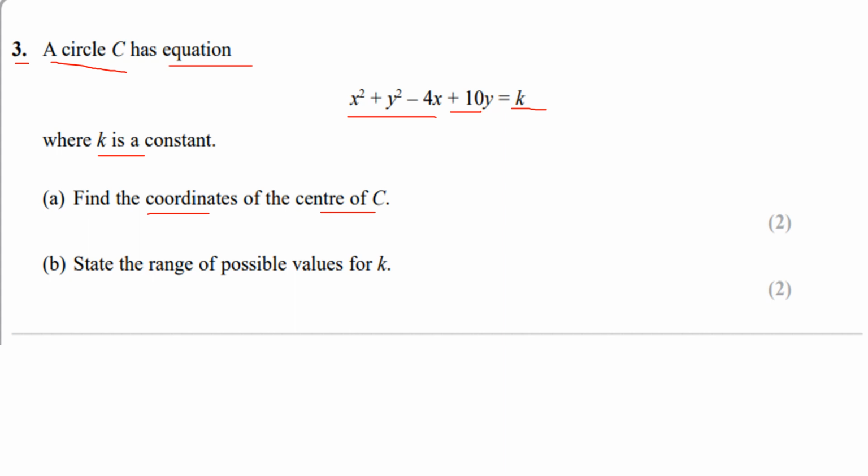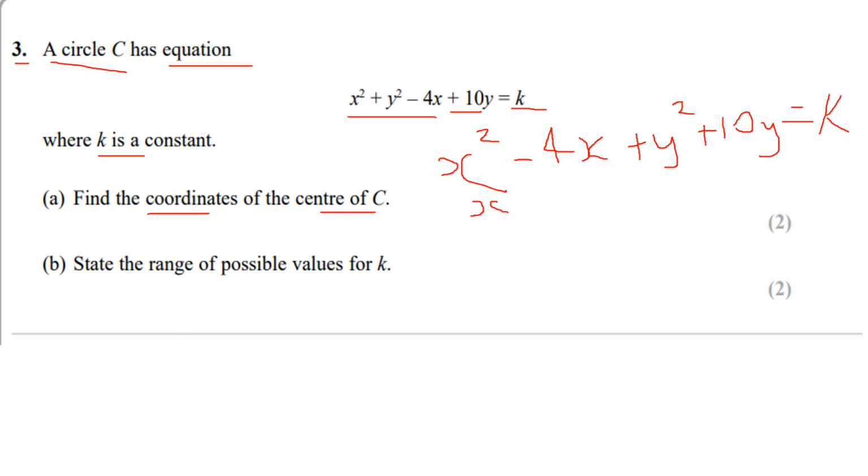So I'm going to complete the square here, so I'm going to rewrite it in the form x squared minus 4x plus y squared plus 10y, and that's equal to k, the letter k. Okay, so k is just a number, so the constant. Now completing the square for each part separately.